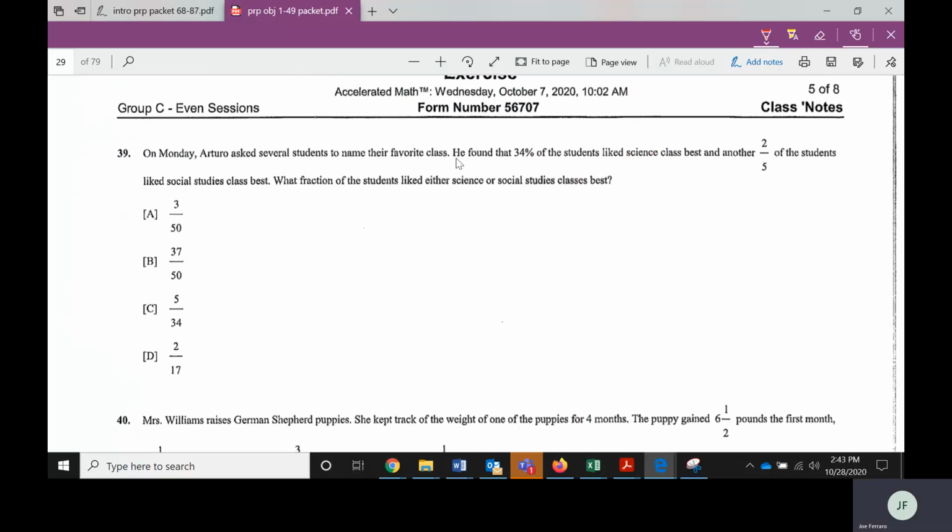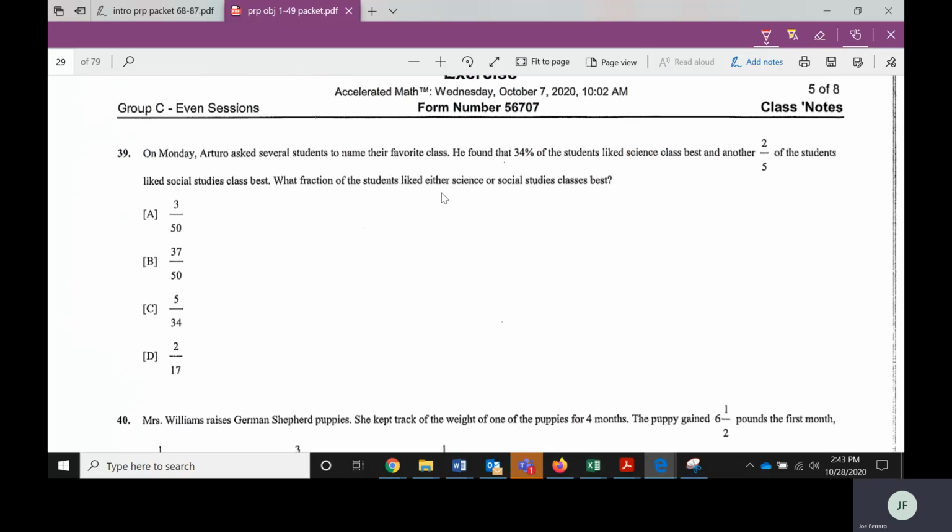they asked several students to name their favorite class. You found 34% of the students like science class best. Another 2/5 of the students like social studies class best. What fraction of the students liked either science or social studies classes best? Okay, so we have 1 in percent, 1 in fraction. Answers are in fractions. So if you could do fractions, you may want to do it that way.